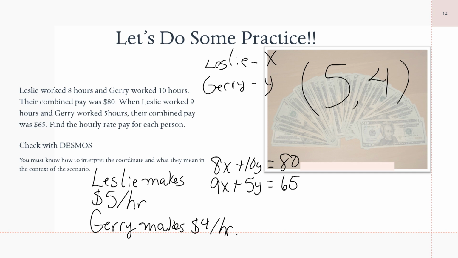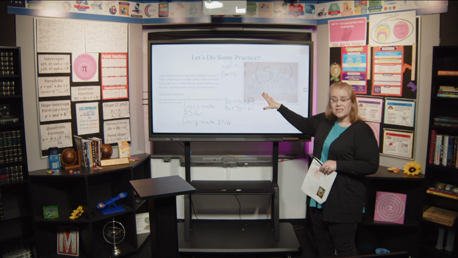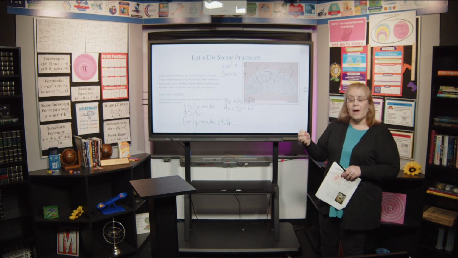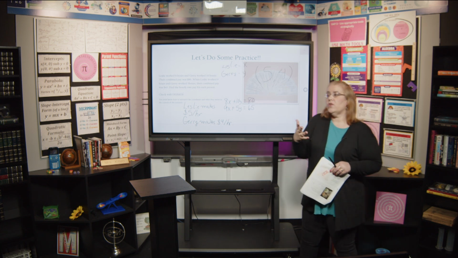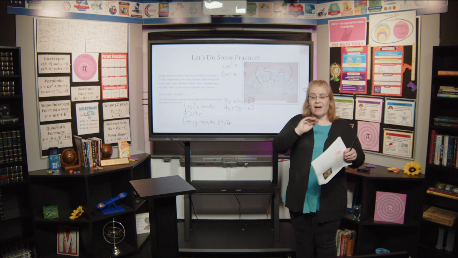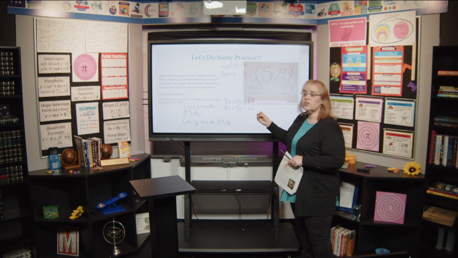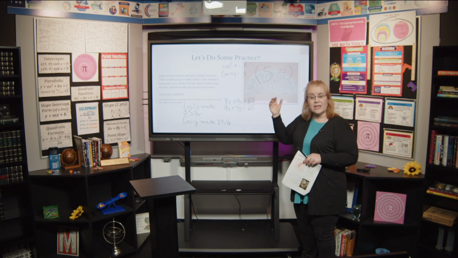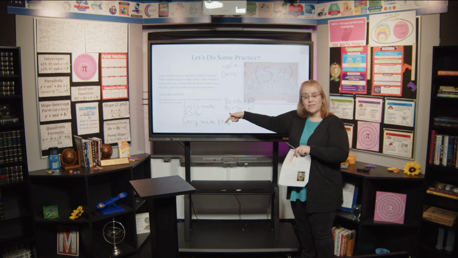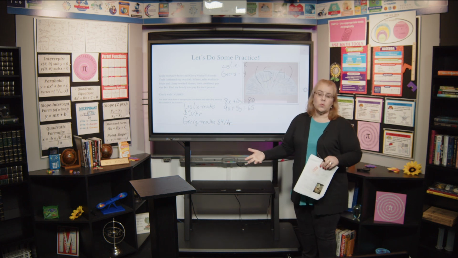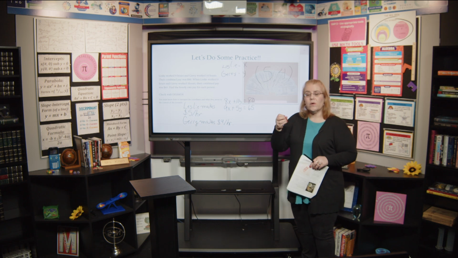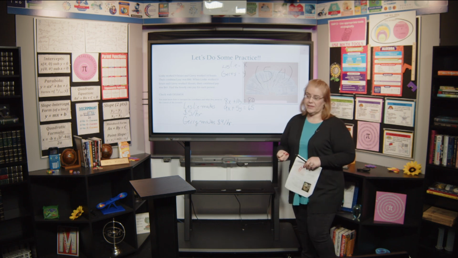Being able to interpret what our solution set means to our passage is going to go a long way, because one of your options could have been 5, 4 or 4, 5. And if you do not understand what they mean to interpret for the context of the passage, then you're not going to know which one is what. So we've got to make sure that we're interpreting these numbers correctly.